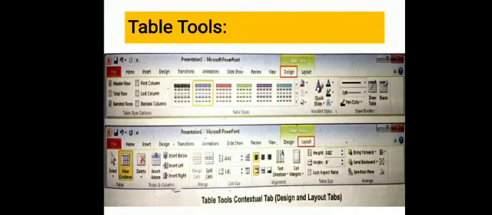Select any color of your choice. You can also select any other option from the drop down list for the shading command. Now you have filled the background color. Now you want to apply border.